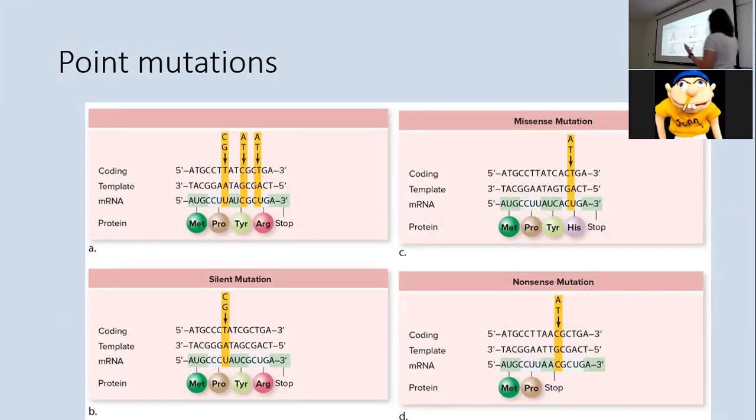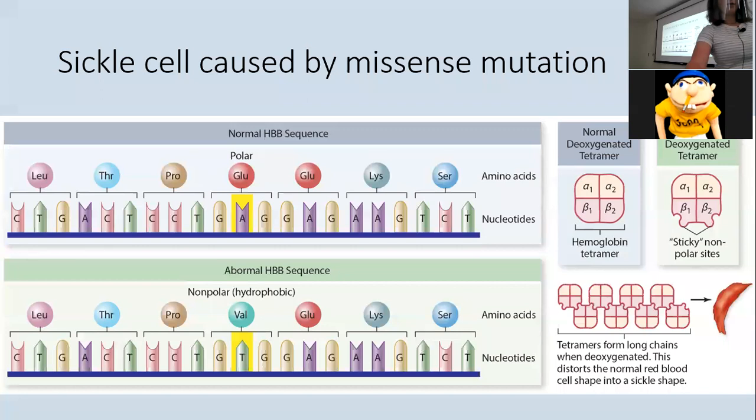This is just to help you see what's happening. So if we have a missense, we've changed our arginine to a, what is that, a histidine. We can add a stop codon and then nothing will get made after that point. So we can have point mutations where a single nucleotide changes. And there's sickle cell, which is the last thing we'll do, where we switch an A to a T and we get a valine.